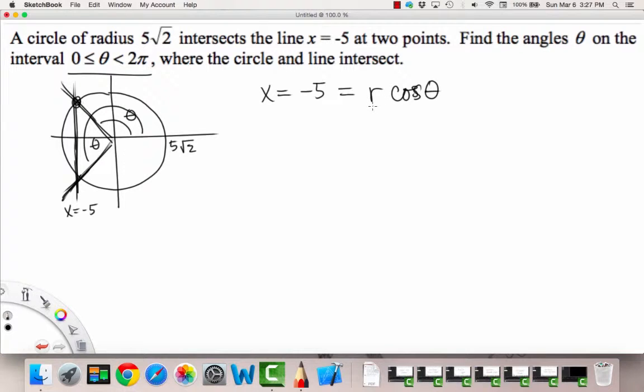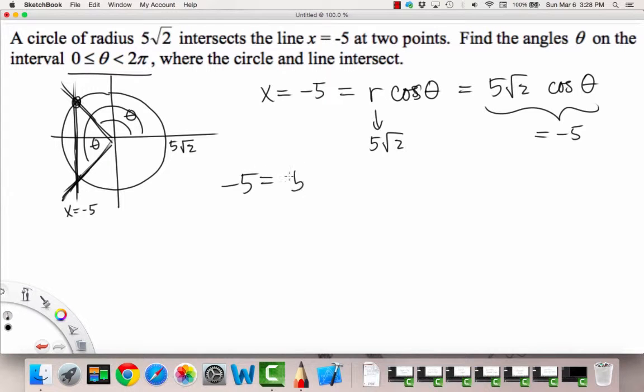So, the thing is, we already know what our r is, because we were given that r is equal to 5 times radical 2 for this circle. So if we set up this equation, we plug in the r, and we don't know theta, but we do have that this thing should equal -5. Let me write it a little more clearly down here.